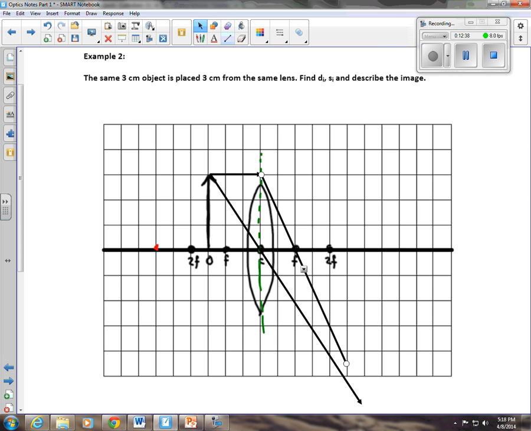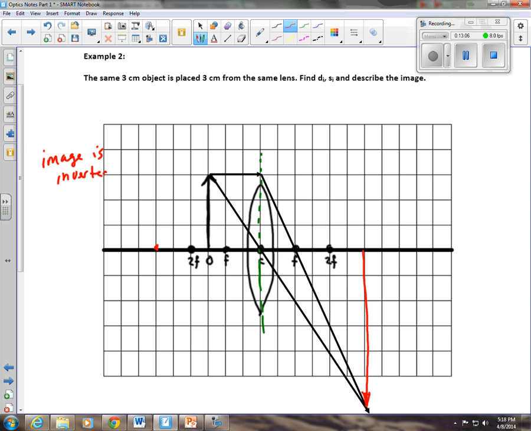And I have to make these quite a bit longer to get them to meet. So they're going to meet whatever here someplace. So like that. Okay, so I draw my image in from the center line down to where they met. So like so. Okay, so this time the image is inverted. It is magnified. And it is real because the light rays are actually getting there.